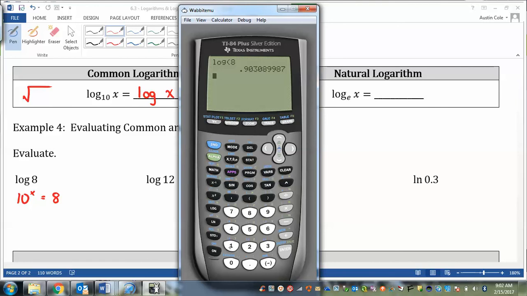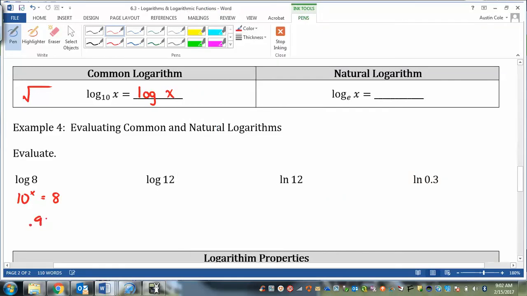So, guys, 10 raised to that answer is going to get me what? That'll give me 8. That's how you can use our calculator. In this answer, it would be 0.9. I'll round that to about 3 decimal places, so it would be 0.903. There'd be our answer.